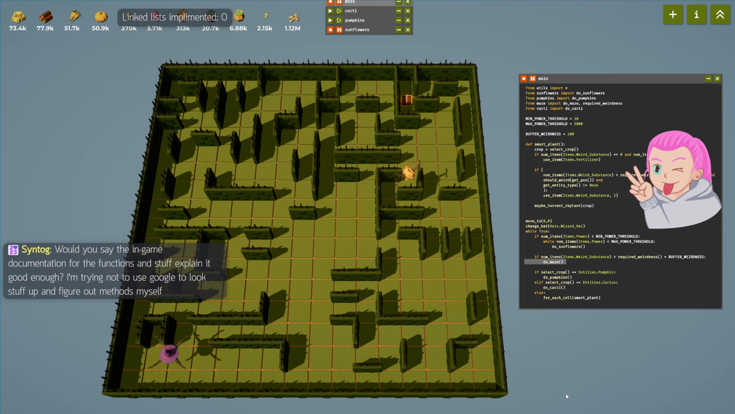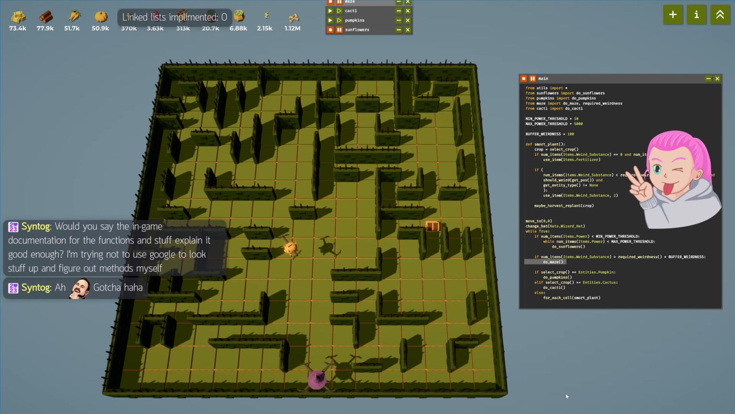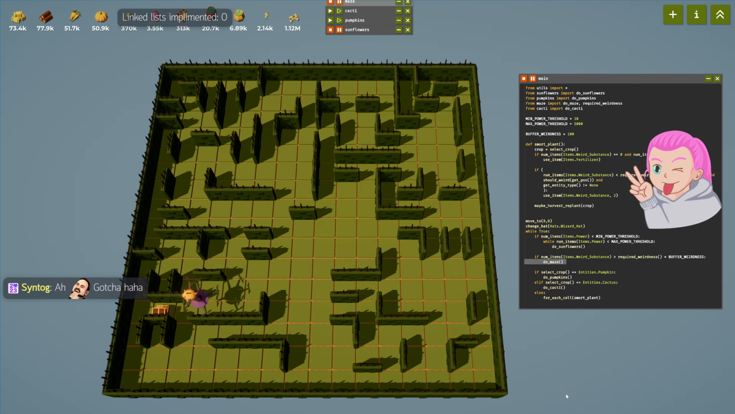For the rest of the functions that are specific to the game, I think they're well enough documented. At least for someone who's already familiar with programming.